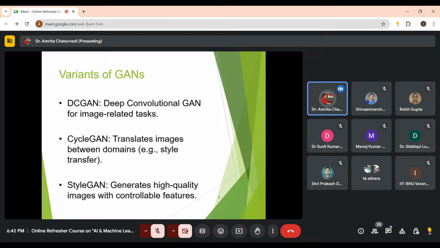Then there are multiple variants of GANs. One is DCGAN, that is deep convolutional GAN. This is for image related tasks, object recognition and so on. The CycleGAN translates images between domains, for example, style transfer. And StyleGAN generates high quality images with controllable features.